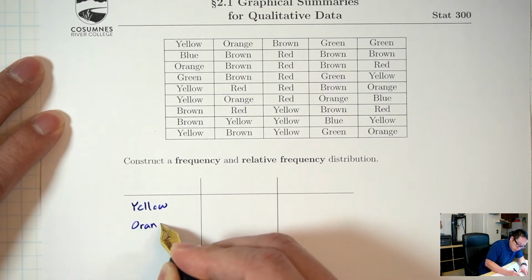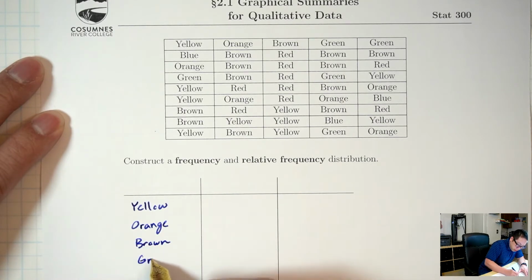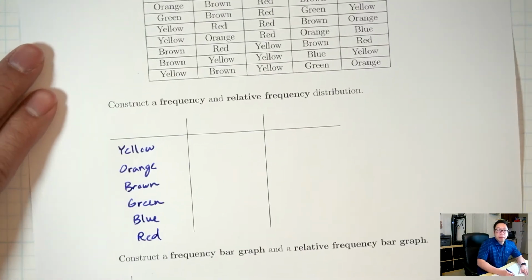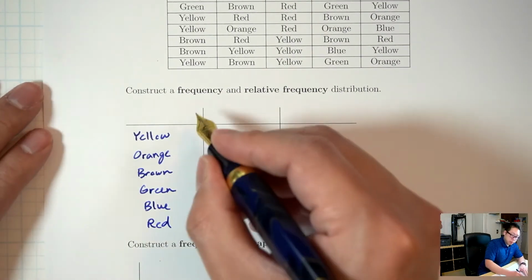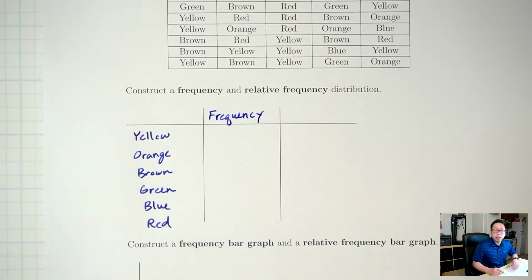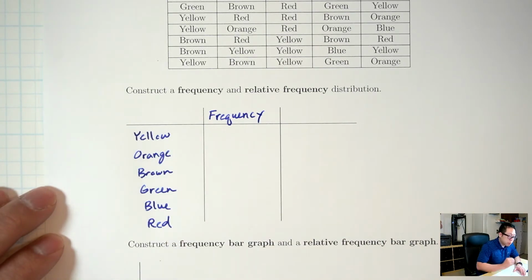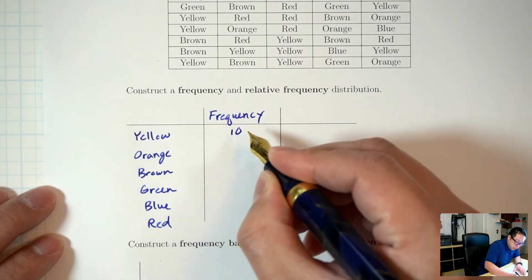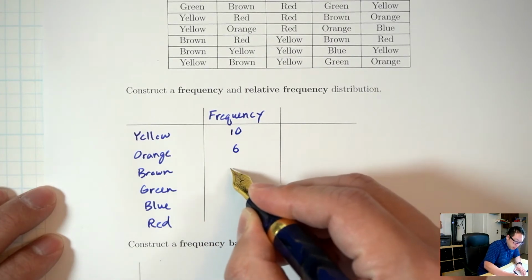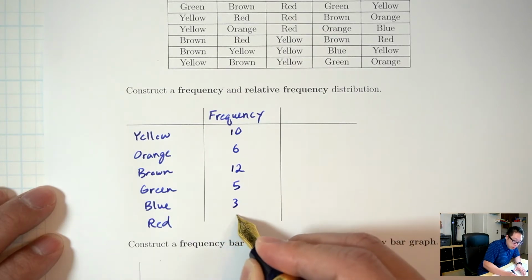Yellow, orange, brown, green, blue, and we said red. Okay, now I'm going to find the frequencies. And frequency just means how many. So I'm going to count how many yellows I have, how many oranges I have. I'll just tell you here that there's 10 yellows, 6 oranges, 12 browns, 5 greens, 3 blues, and 9 reds.